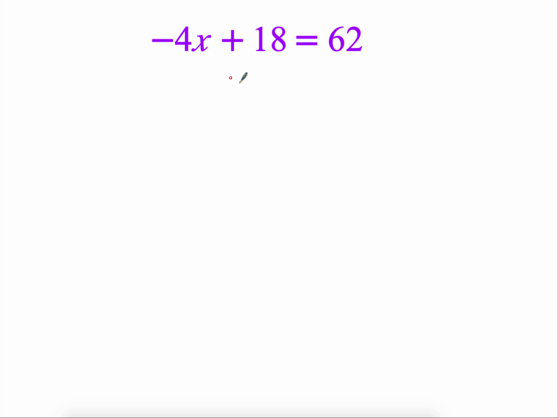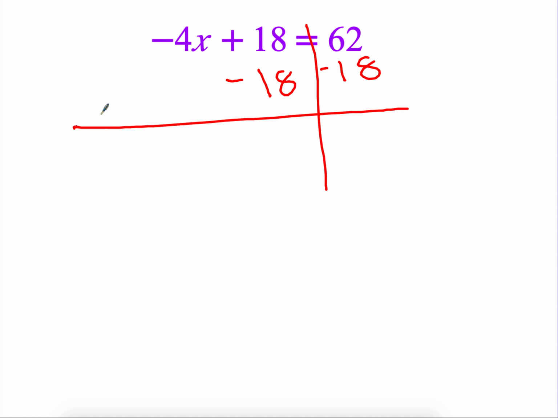So again, my goal, let's get rid of the number that's being added or subtracted first, just because there's nothing else happening to this 18. It's not being divided. It's not being multiplied by anything. So I want to get rid of this. Because it's a positive 18, I need to subtract 18, and I need to do it from both sides. Boom, 18 minus 18 is 0, goes away. I need to bring down my negative 4x. I need to bring down my equal sign.